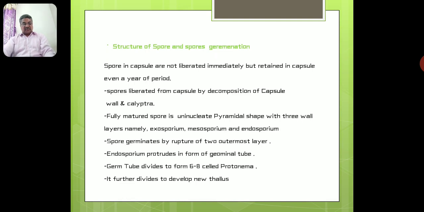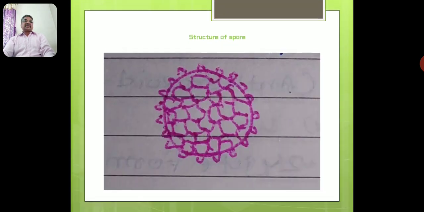The fully mature spore is uninucleate, pyramidal shaped with 3 wall layers. The mature spore, as observed in the figure, has triple layers: exosporium, mesosporium and endosporium. So the spore germinates by rupture of the outer 2 layers, that is exosporium and mesosporium. The endosporium protrudes, it comes out in the form of a germinal tube, just like the pollen germinates to form the pollen tube in angiosperms.